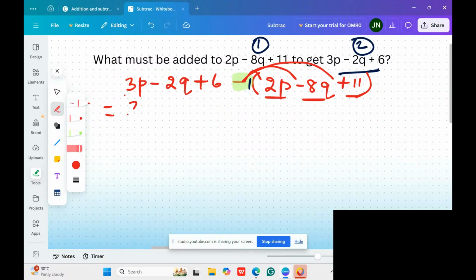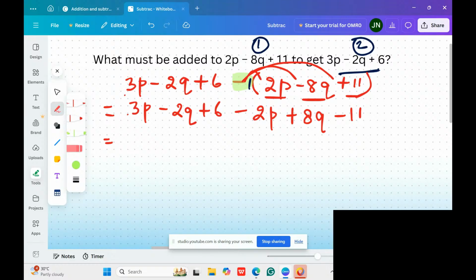We will do 3p. The first expression remains as it is. Now we will start multiplying. Negative 1 times positive 2p. So it will be minus 1 times 2 is minus 2p. And minus into minus will get plus 8q, because multiplication with 1 will give you the same term. Similarly, the last one will be negative 11. Now combine the like terms.